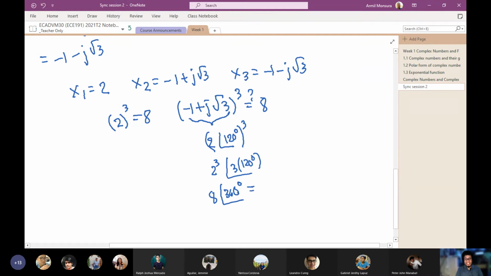360 na to, ha? So, nasan yung angle na yan? Kung nandito ako magsisimula, nasan yung 360? What is 8 bar angle 360? Diyan din, di ba? So, basically, 8. Okay, tama tayo. That negative 1 plus j square root of 3 cubed would actually give you 8. Right?